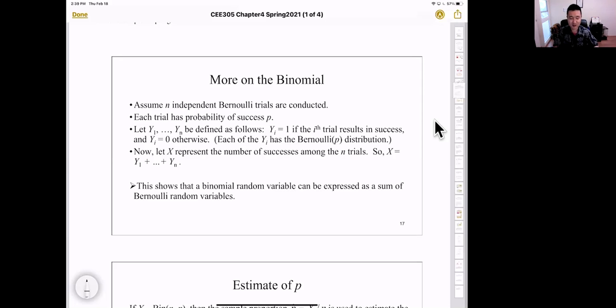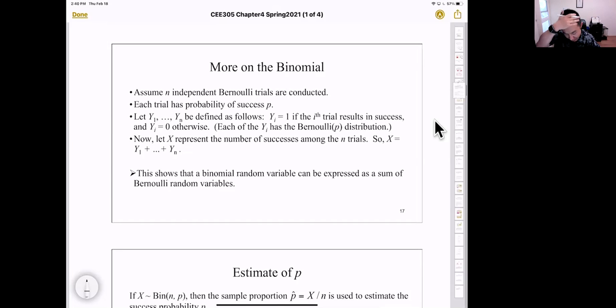Right. So this slide just shows us why binomial distribution can be seen as n Bernoulli trials together. Okay. You can just read it. We know it already. So binomial distribution can be seen as n identical Bernoulli trials added together.